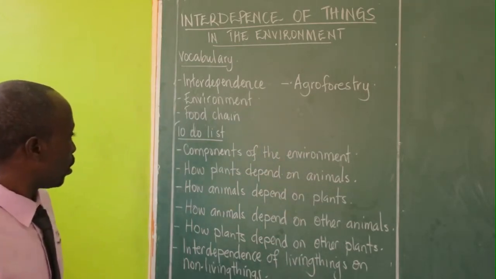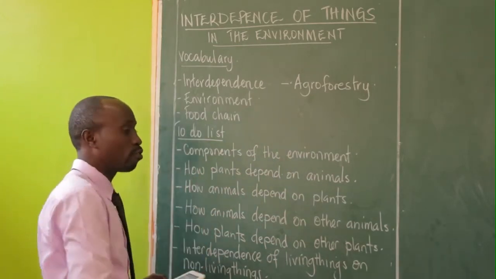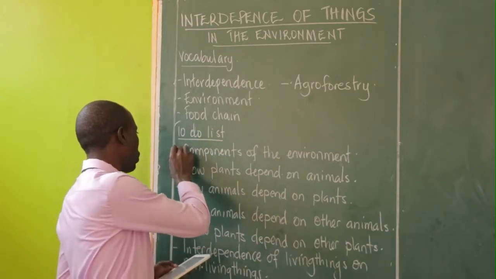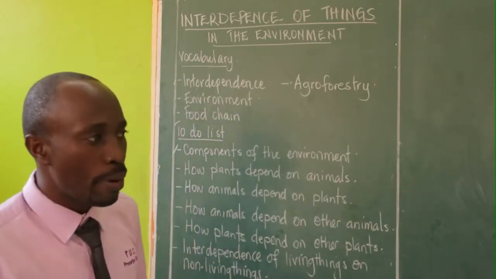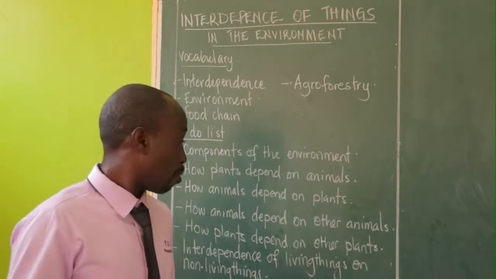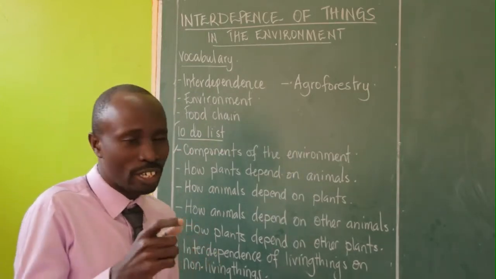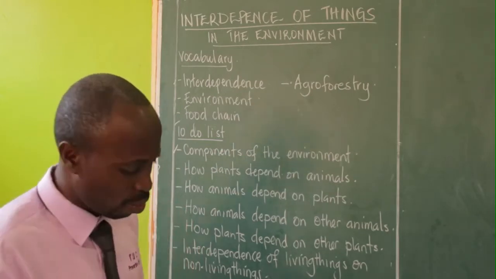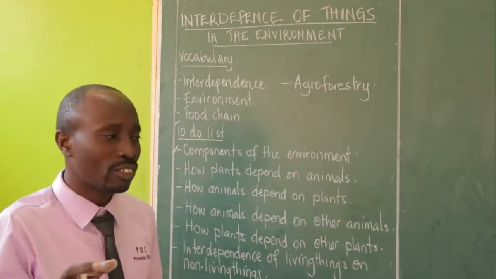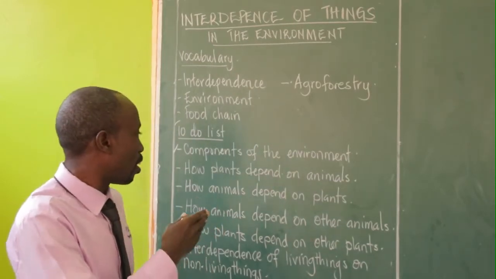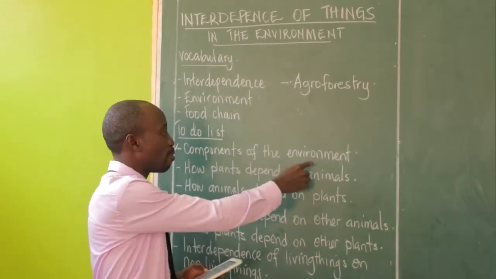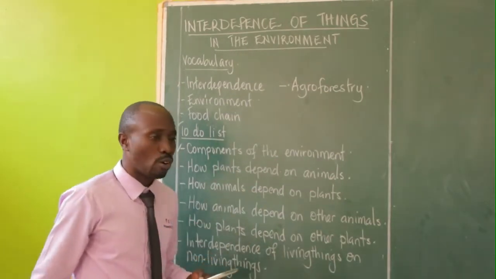All right. So this is what we have to do today. We shall start with the components of the environment. We shall begin by defining what that component is. What is meant by that word component? Components are the things that make up something. So in this case, things that make up the environment are what we call components.